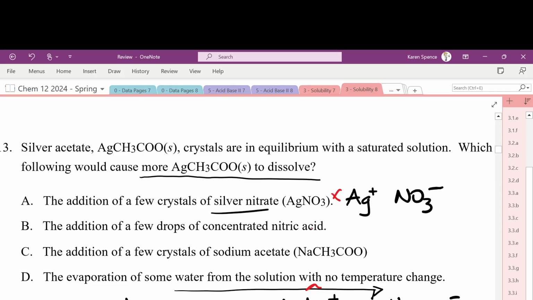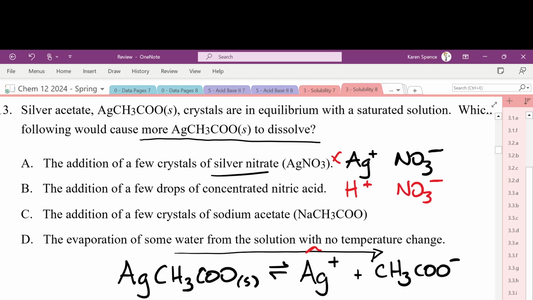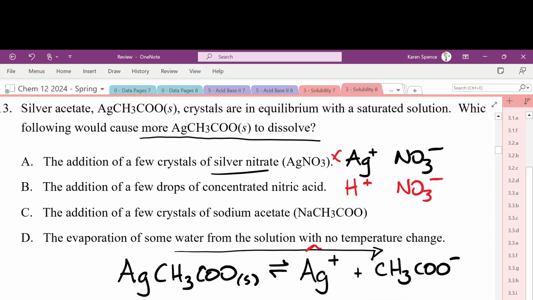How about nitric acid? We have H plus and we have NO3 minus. Can the H, well, obviously it's not nitrate because nitrate doesn't react with anything. Can the H react with anything there? Ooh. Think about it.